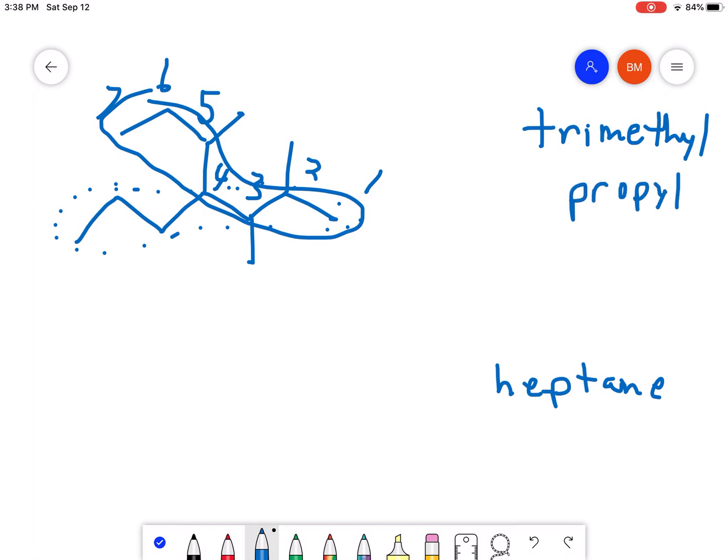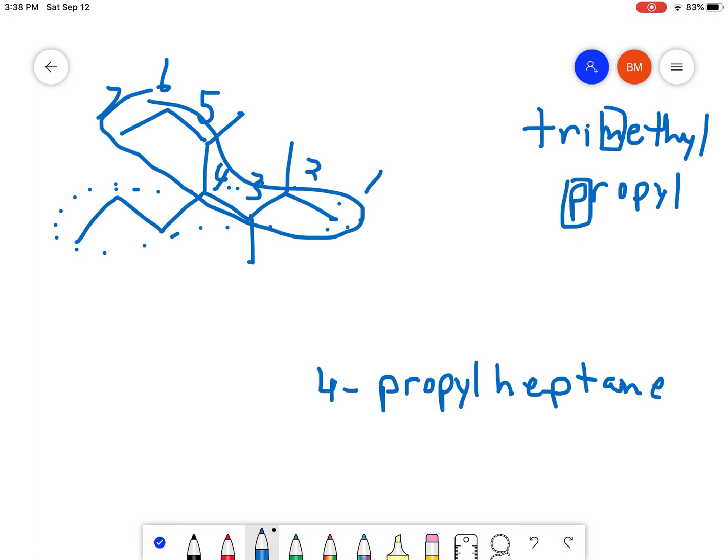Okay, so which one do we write first? Well, again, remember we write these in alphabetical order, and we have the weird quirk. We don't count the T for tri, we count the M for methyl, P for propyl. So propyl is actually written last. So I can just go ahead and write that down right in front of the parent. Propyl heptane, and the propyl group's on number 4.